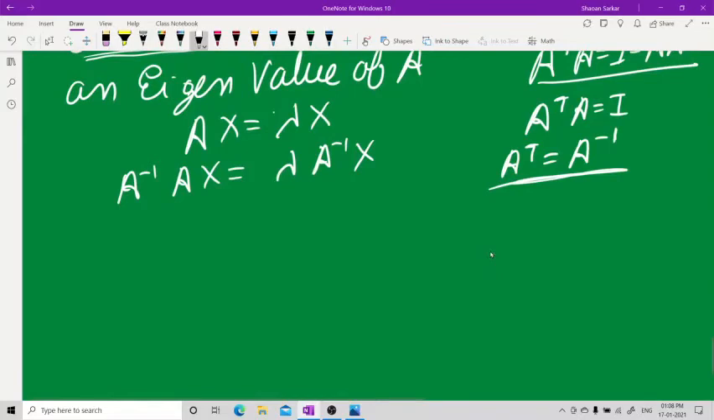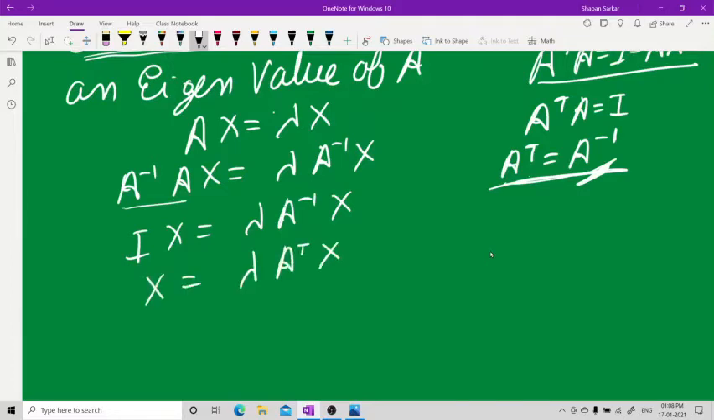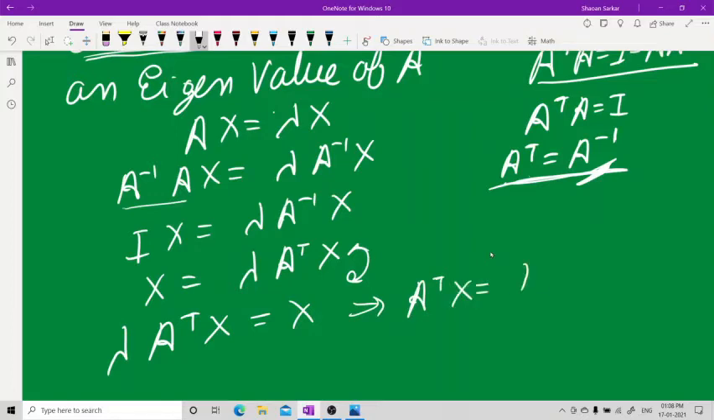Here, A inverse is identity. Identity into x is lambda A inverse x. Now you can see that A inverse here is A transpose. So x is equal to lambda A transpose x. Let me rewrite it like this: A transpose x, lambda is equal to x. I'm just changing the way of writing. Now, from here, A transpose x is 1 upon lambda x.